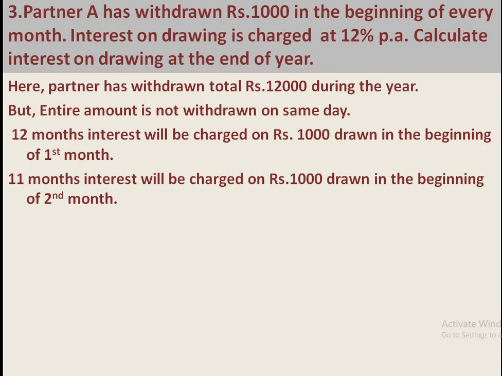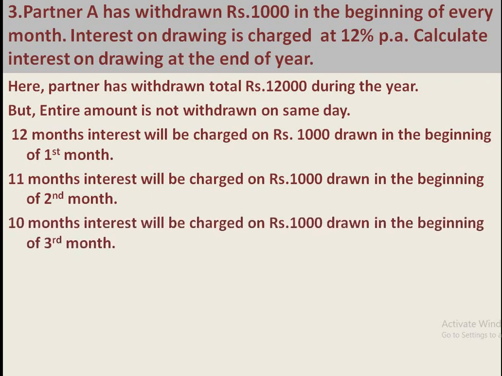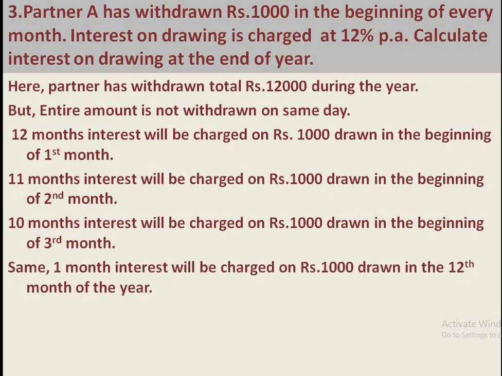So 1 month is already left from the second month up to the last month, and at the end of the year it takes only 11 months. Same, 1,000 which is drawn in the beginning of the third month, you have to charge 10 months interest, and continuing. The 1,000 which is withdrawn in the beginning of the 4th month, you have to calculate only 9 months interest, and same, you have to charge 1 month's interest on the amount which is drawn by the partner in the beginning of the last month, the 12th month. Okay, so how to calculate?